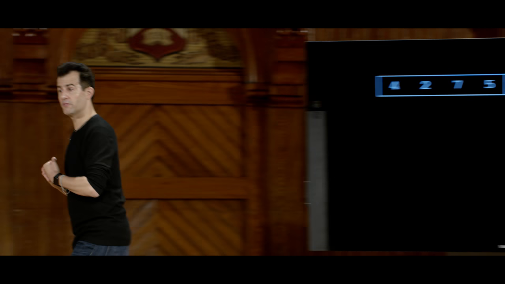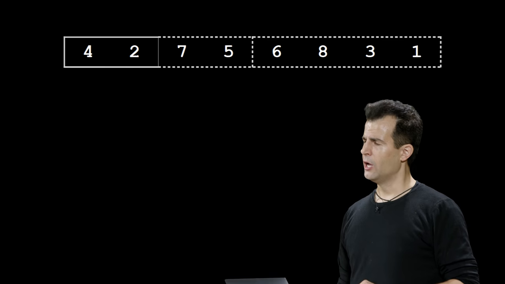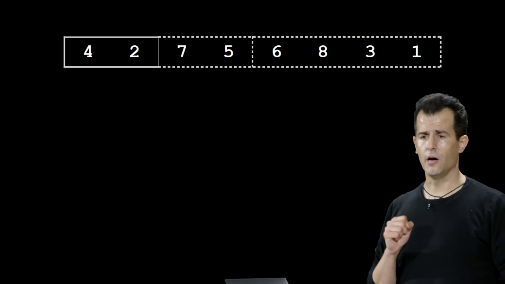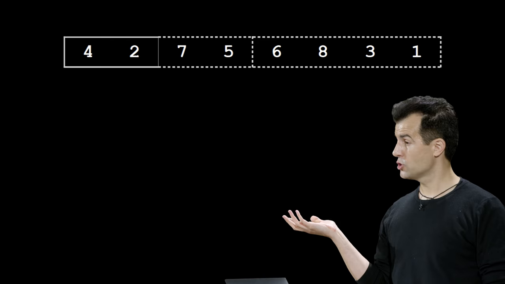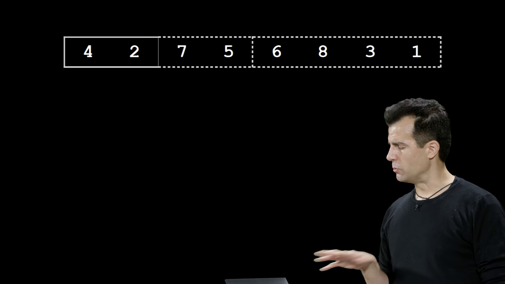So 4, 2, 7, 5, not sorted. But you know what? This feels like too big of a problem still. Let me sort just the left half of the left half. OK, now it's a smaller problem. You know what? 4 and 2, still out of order.